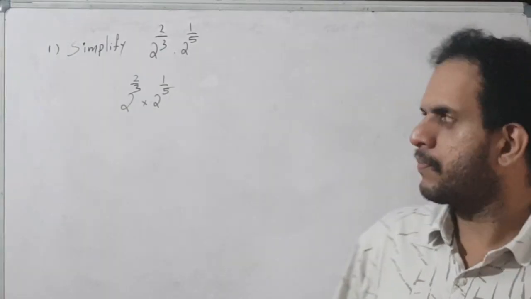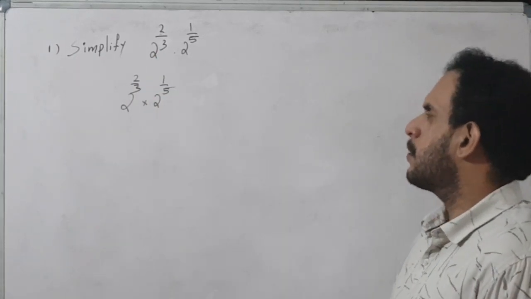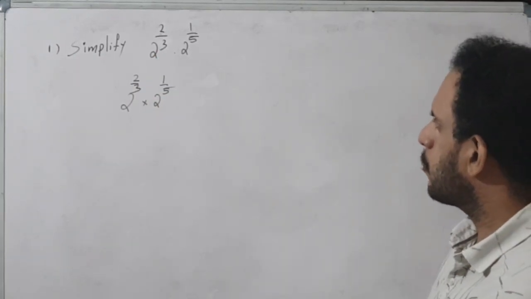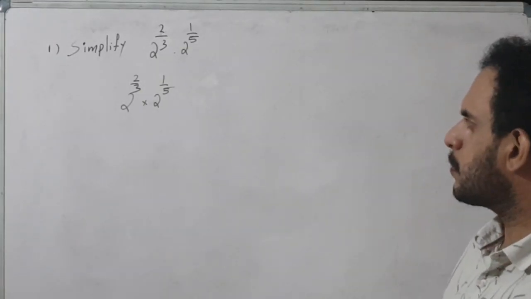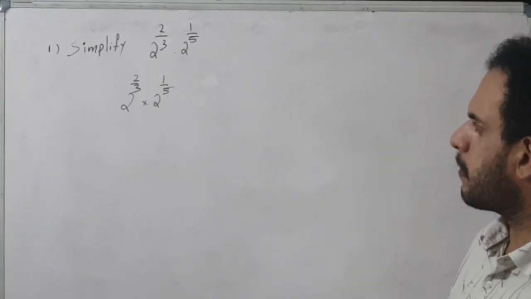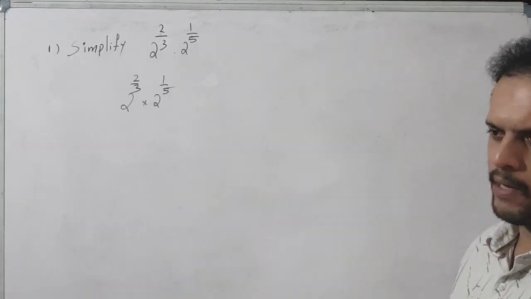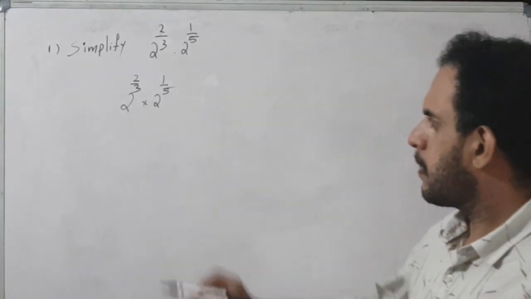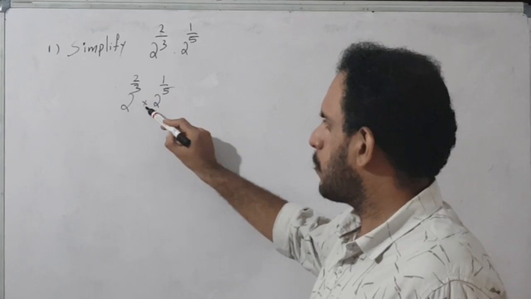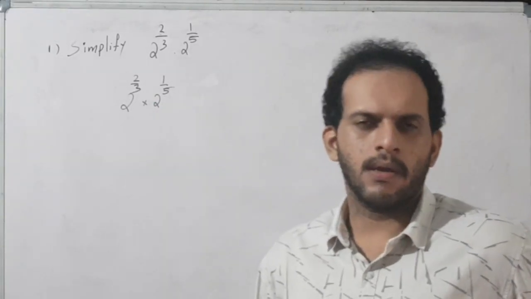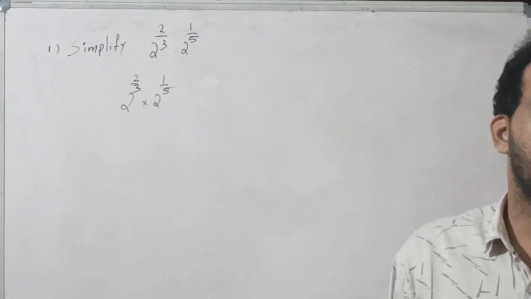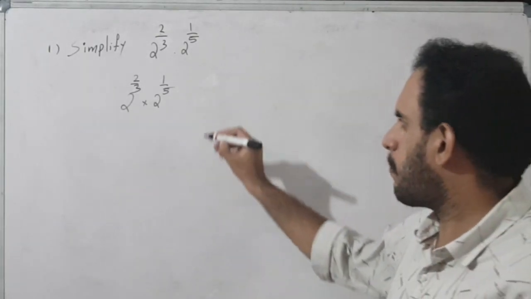Next question is simplify 2 raised to 2 by 3 into 2 raised to 1 by 5. Then we start: 2 raised to 2 by 3 into 2 raised to 1 by 5. Now it is very clear the bases are equal there. What is a raised to m into a raised to n? A raised to m into a raised to n is equal to a raised to m plus n.